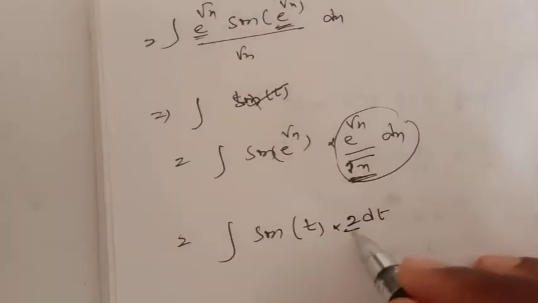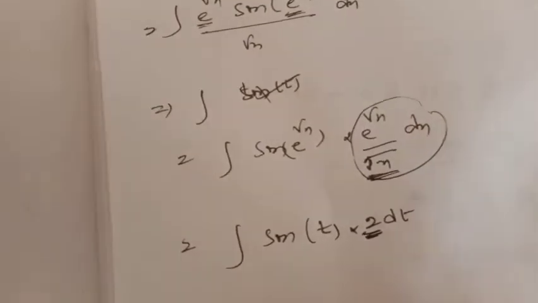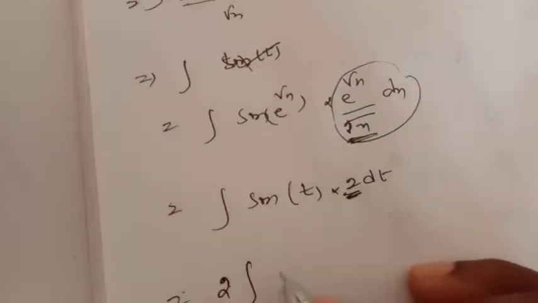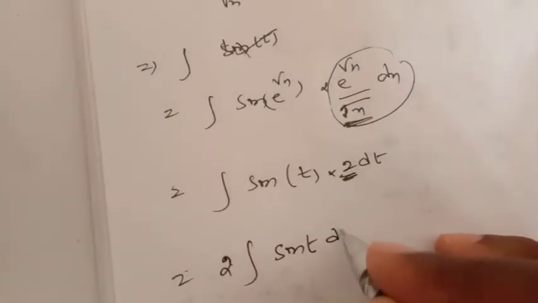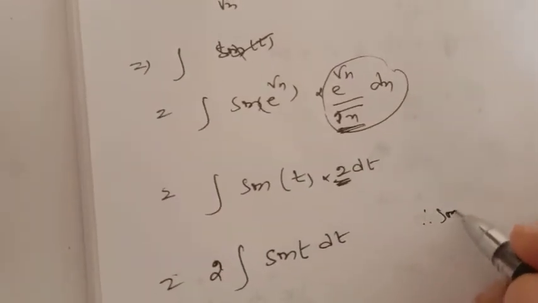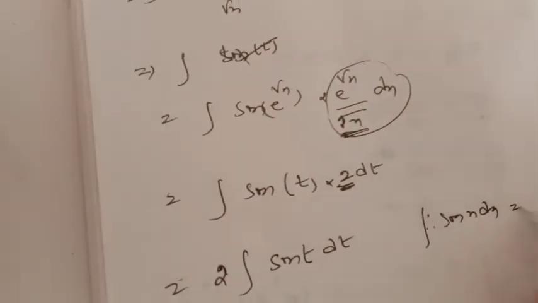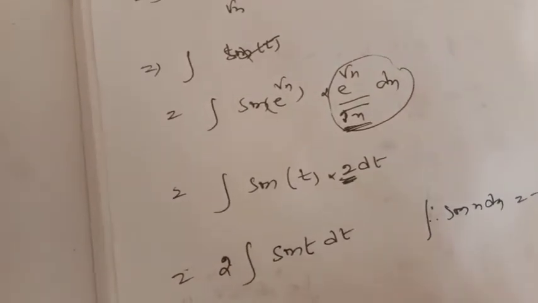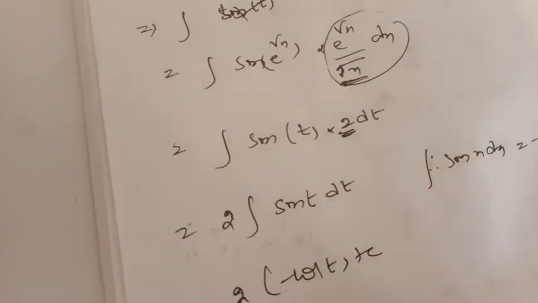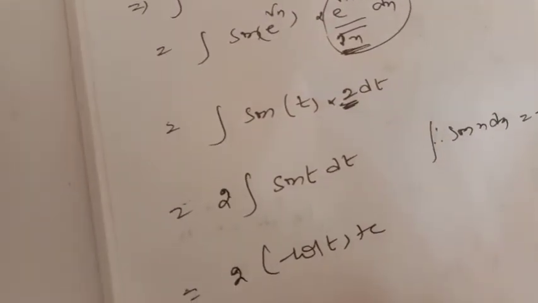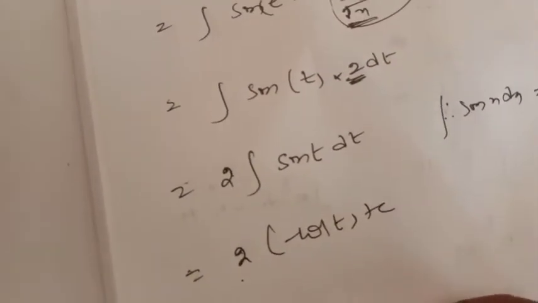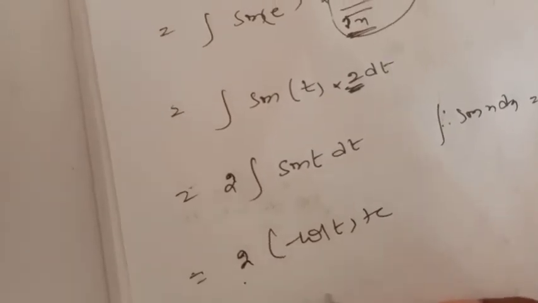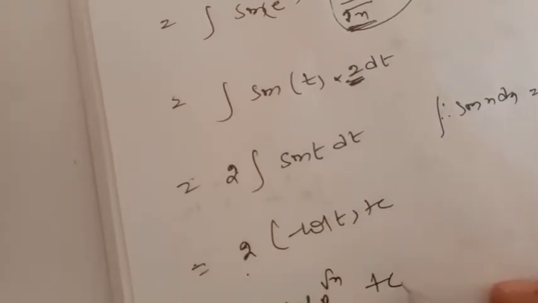Here 2 is the constant term, take it in front of the integration, that is 2 times integral sin t into dt. We have integral sin x dx equals minus cos x plus c, that equals 2 into minus cos t plus c. Here substitute the t value, we get minus 2 cos e power root x plus c is the answer of the problem.